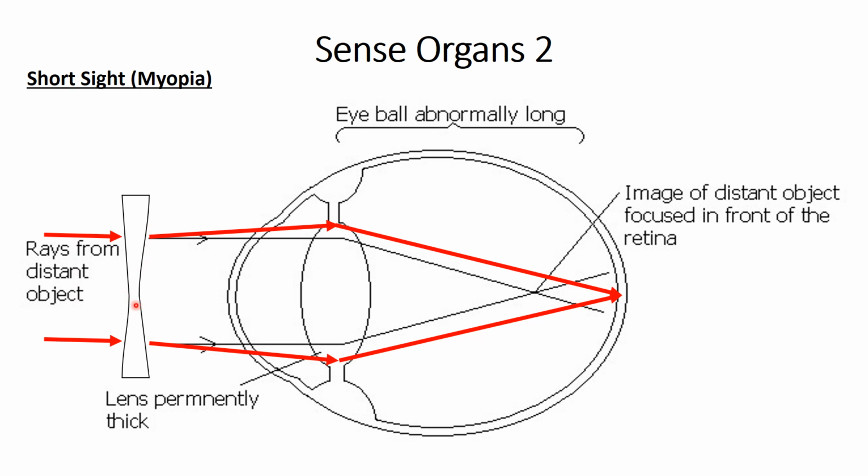So that's what concave lenses do to make sure that short sight is corrected. Concave lenses make rays diverge a bit. They are coming in parallel, but when they reach here, they diverge a bit, as if the rays are coming from an object that's near when it's far. So that's how myopia is corrected.